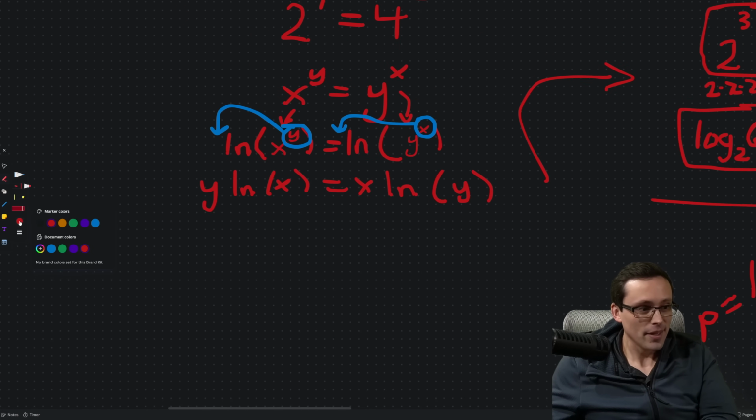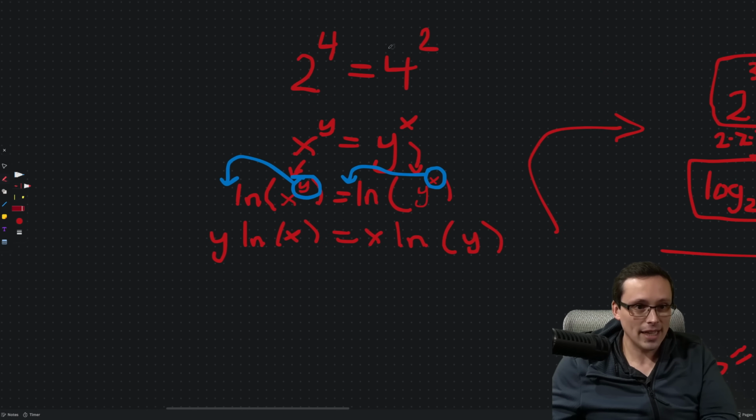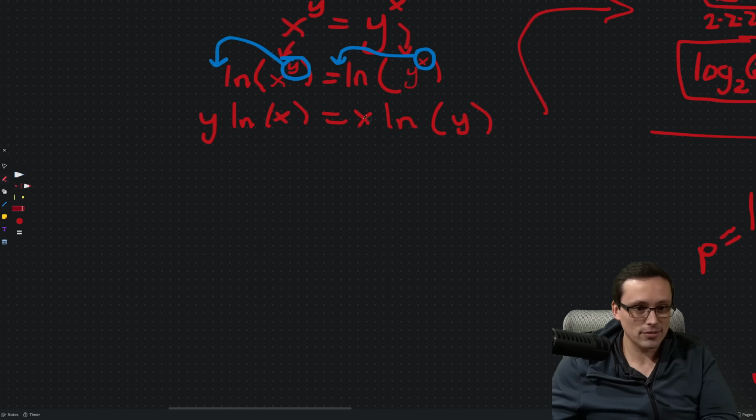So anyway, I now no longer have exponents, although I do have logarithms, which are going to be their own thing. I'm also noticing I've got x's and y's on the same side, but I've got a y on this side and also a y on this side. I don't like that. I want the x's and y's to be on the same side. So what if I divide this side by y?